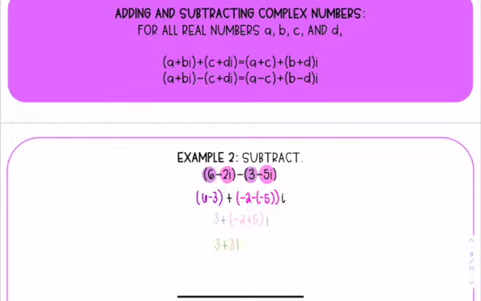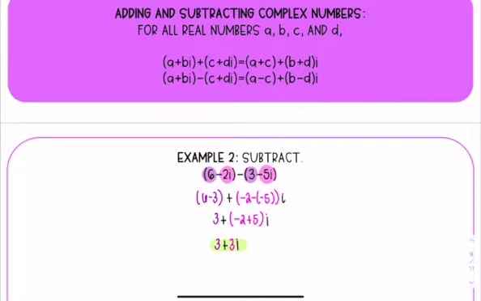Well, 6 minus 3 is going to give me 3. But inside our second set of parentheses, we have a double negative. So we end up with -2 plus 5 times i. And so we end up with 3 plus, we have -2 plus 5, which is also 3i. So our final answer is just 3 plus 3i.